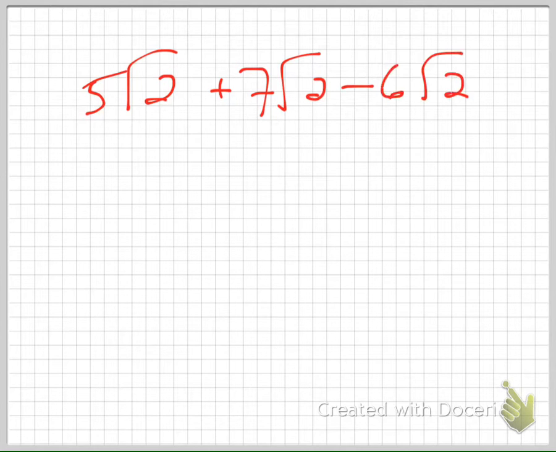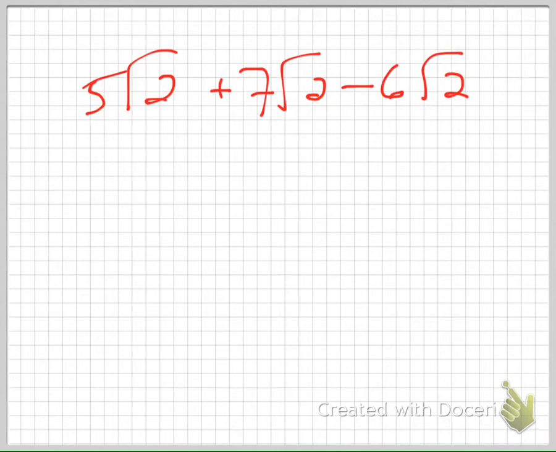Okay, here's the deal. What if I have 5 times the square root of 2 plus 7 times the square root of 2 minus 6 times the square root of 2? I'm just going to tell you this. I'm not even going to show you why. If it is a square root and you're adding and subtracting them, you treat them exactly the way you would treat them as if they were a variable. You can add and subtract them if they are like terms.